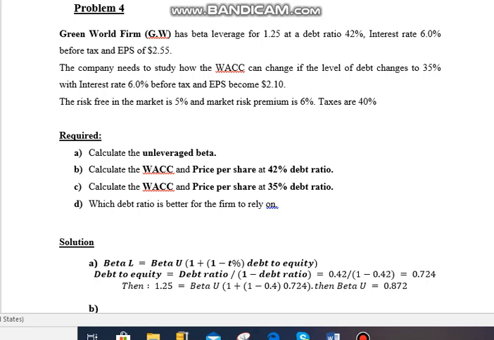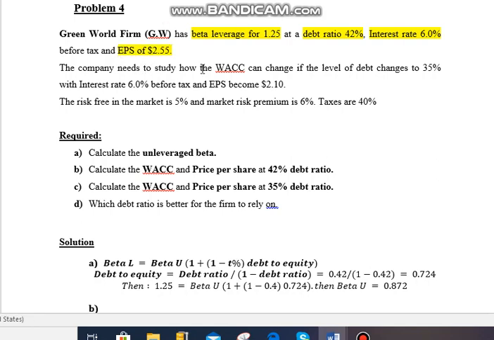To solve problem 4 in the worksheet of chapter 14, we have Greenwood firm has a better leverage. This means that there is a debt ratio of 42%. So the better leverage is for the debt ratio of 42%, and the interest rate is 6% at this level, the before-tax interest rate, and the earnings per share is $2.55.